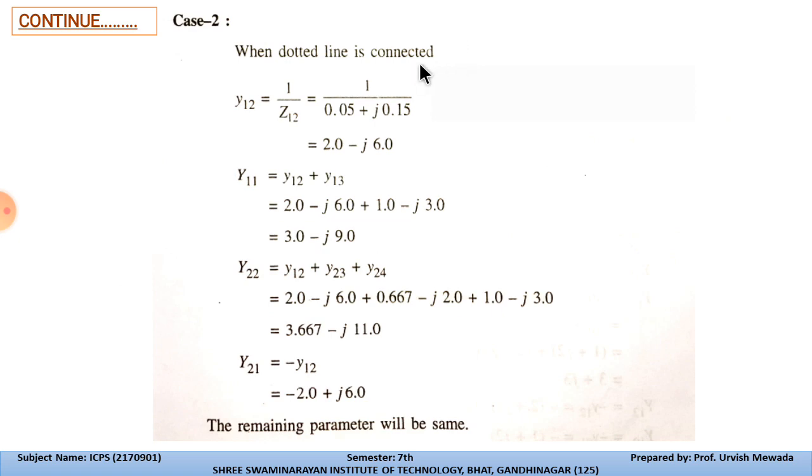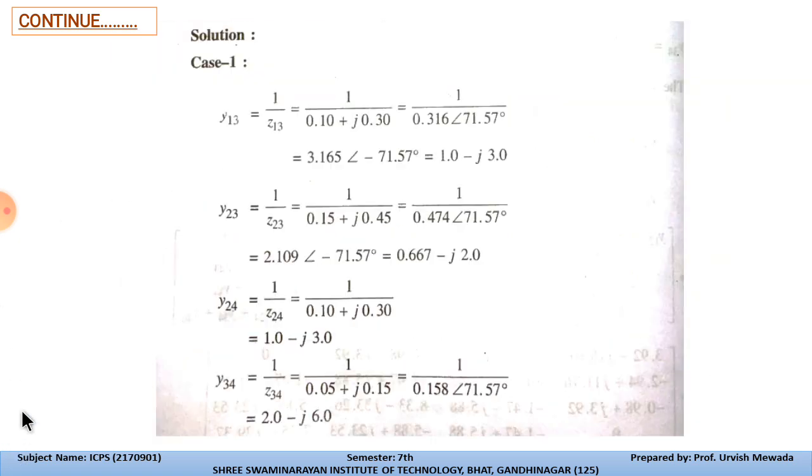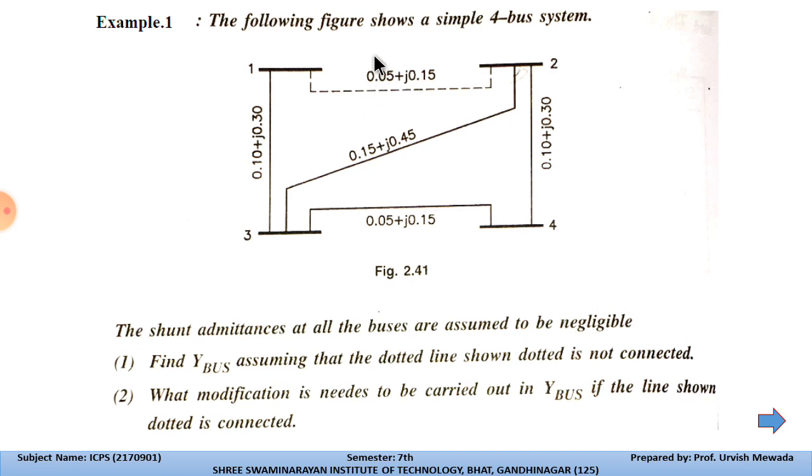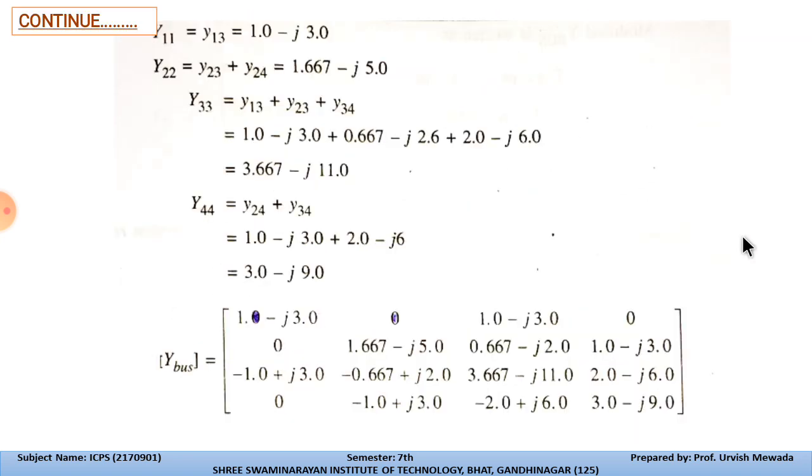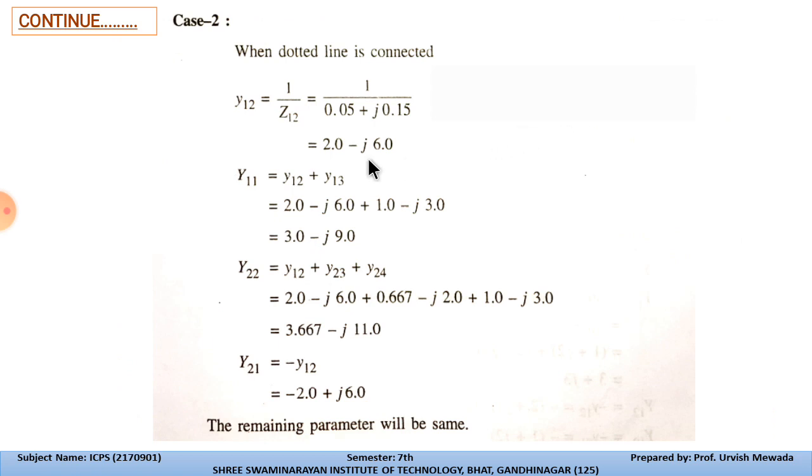So if the dotted line is added over here in this diagram, y11 will become y13 plus y12. Okay, and y22 will become y21 plus y23 plus y24, because this link will be added. So let us discuss how we can solve. y12 is 1 upon z12. So z12 is given as 0.05 plus j0.15.